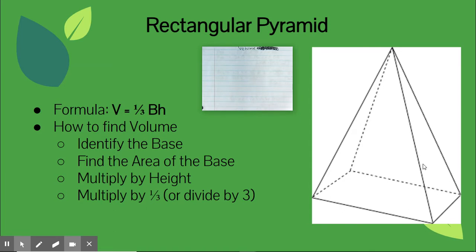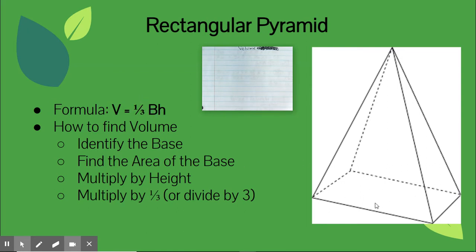So think about the pyramids of Egypt, the Great Pyramid of Giza. Those are all rectangular pyramids. Okay, so the formula for a pyramid is a little bit different. It's very similar to prisms, but the only difference here is we have volume equals 1/3 times the area of the base times height.